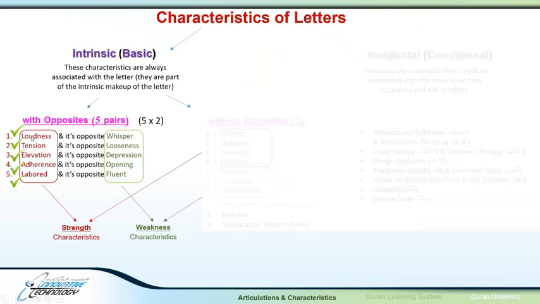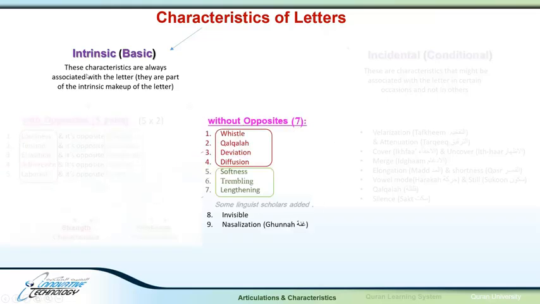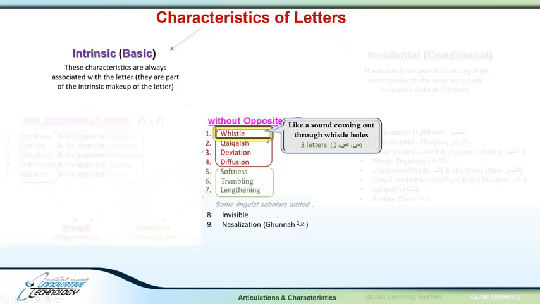So we have covered the 5 sets here and the other opposite 5, and now we'll move to the intrinsic basic characteristics without opposites. We'll quickly run through them. We'll not take them in detail. The whistle is basically the sound characteristic which gives a whistling sound like when we blow air through whistle holes. And this is a characteristic of the sin, the sad, and the zain, the 3 letters.